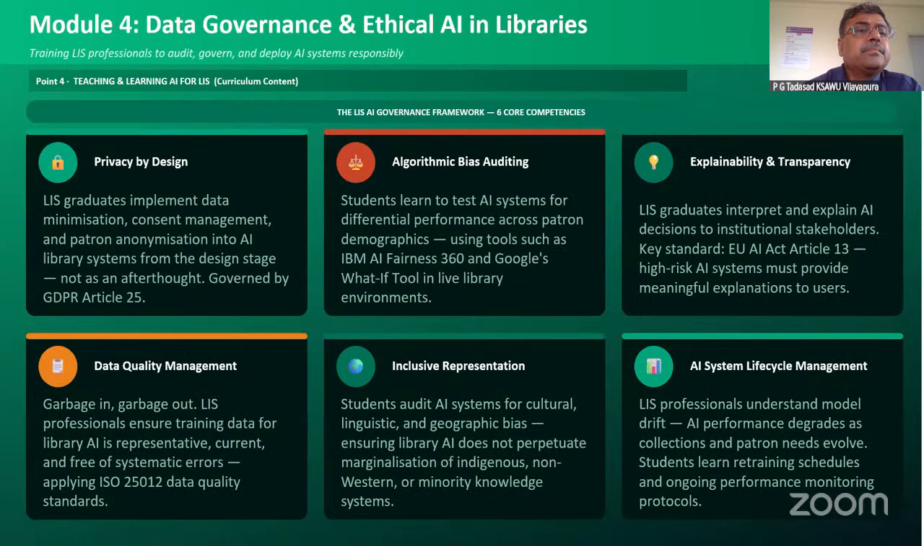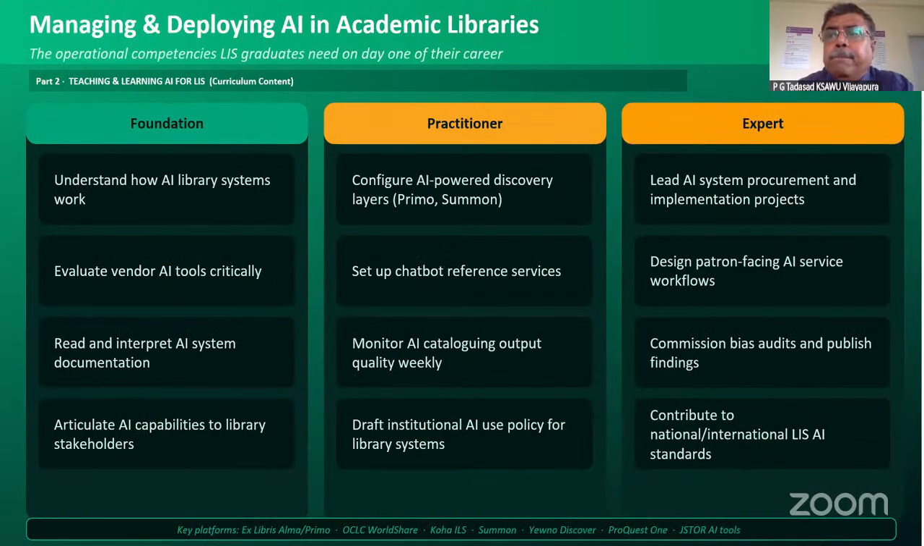We have to manage and deploy artificial intelligence in libraries at three levels. One is at the foundation level, one is at the practitioner level, and another one is at the expert level, that is, at the decision-making level. So we require these three skill sets for three different activities. Even BLISc students need not know all these things.